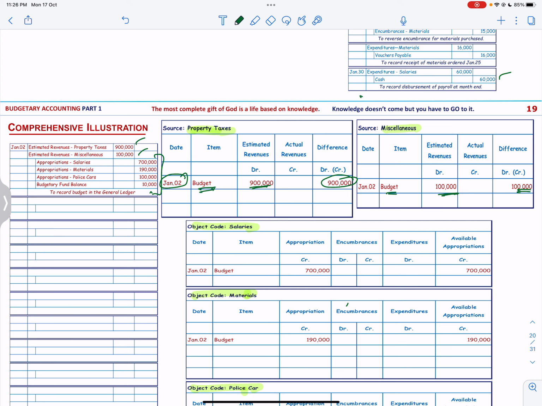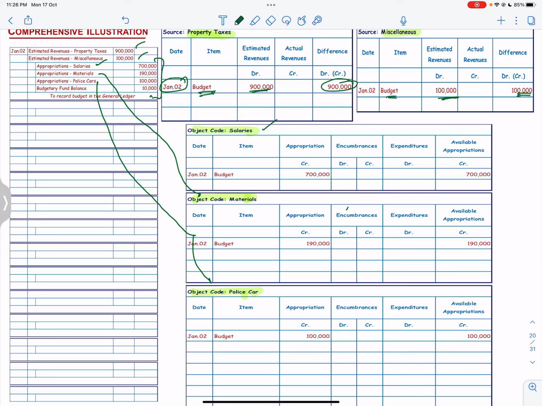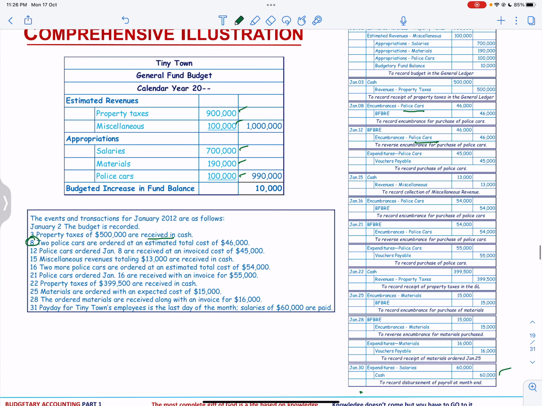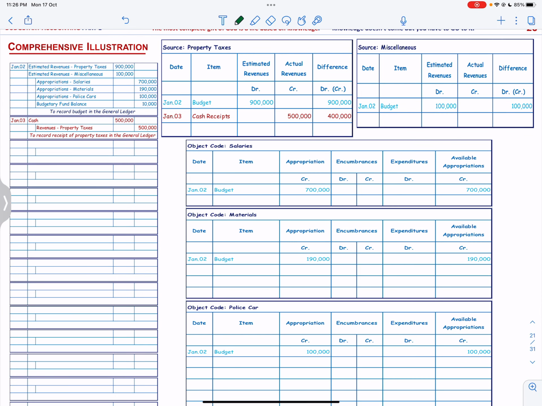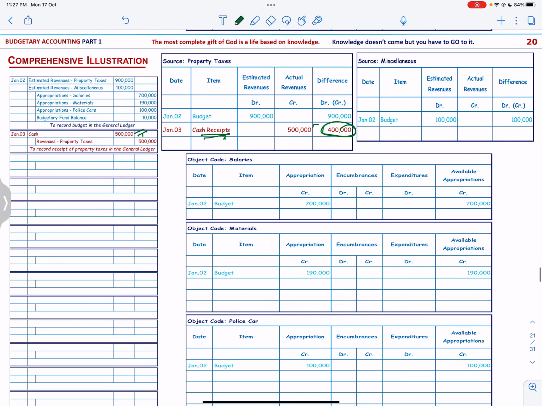Then there are appropriations for salaries, for materials, and for police cars. And you can see that the appropriations are 700,000, 190,000, and 100,000, and that is what you are going to spend during the year, the maximum amount you are going to spend for salaries or materials or police cars. Then in the second transaction, January 3, you have received cash for property taxes. So we have a cash receipt of 500,000, and now you have to collect another 400,000 from property taxes during the year.